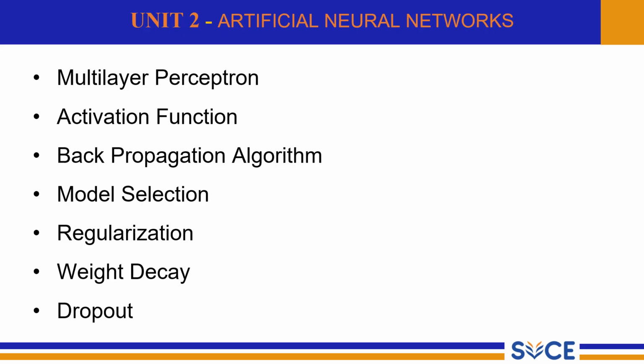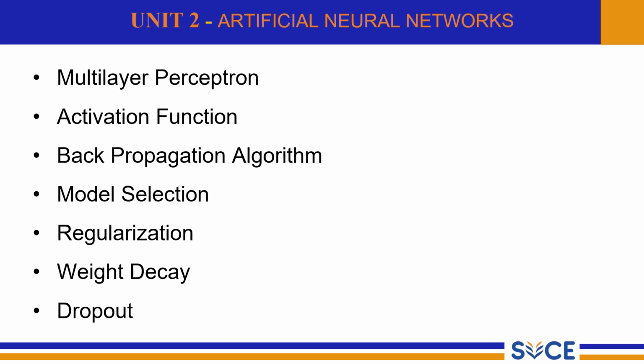Unit 2, Artificial Neural Networks. In this unit, we are going to see the multilayer perceptron, also called MLP. This is a type of neural network composed of multiple layers of interconnected neurons. Each layer transforms the input data through learned weights and biases, enabling the model to capture complex patterns.